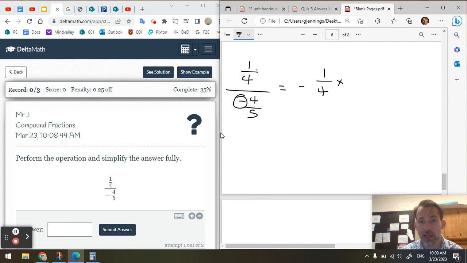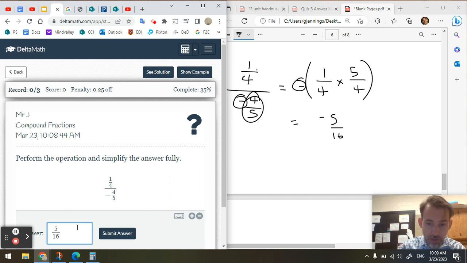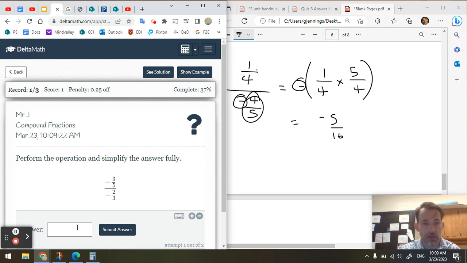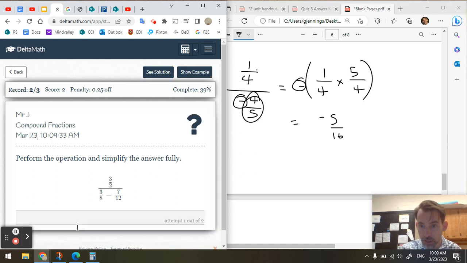And then I have 1/4 times 5/4. Flip this and multiply. It's already negative there, okay? So then what's my answer? 5/16, but it's negative. 5 and 16 share no factors. Don't forget that it's negative or you won't be right. There, that's how you do it. Okay, this one doesn't have any cancels. This one is 9/10. Yes, you can do them in your head.